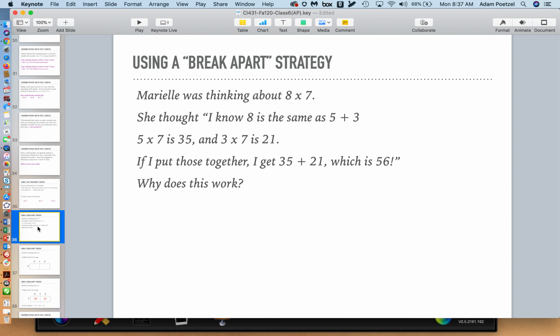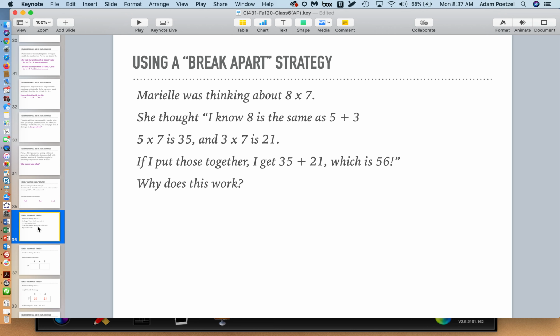And in school curriculum, there's something that's used often called the break-apart strategy, which is kind of the answer maybe you've been looking for. And let's look at Marielle here. She was thinking about 8 times 7, and she thought, I know 8 is the same as 5 plus 3. True. 5 times 7 is 35, 3 times 7 is 21. I put those together, and I get 56.